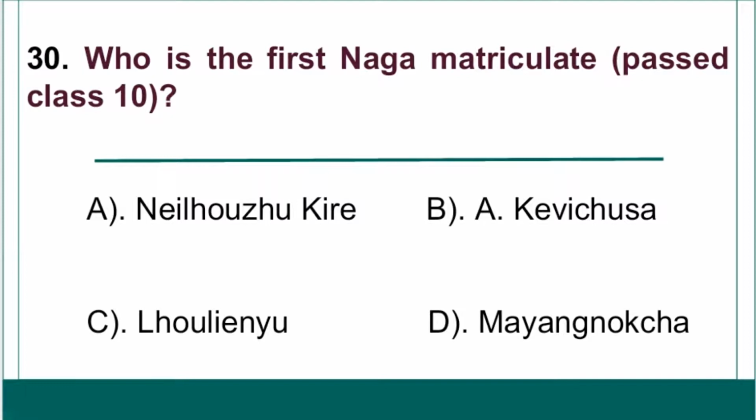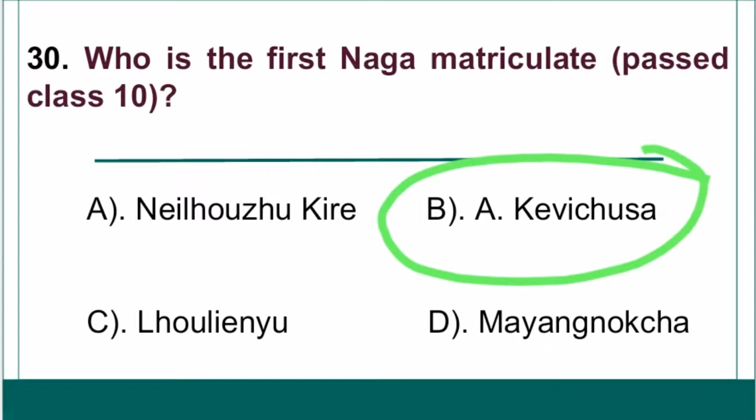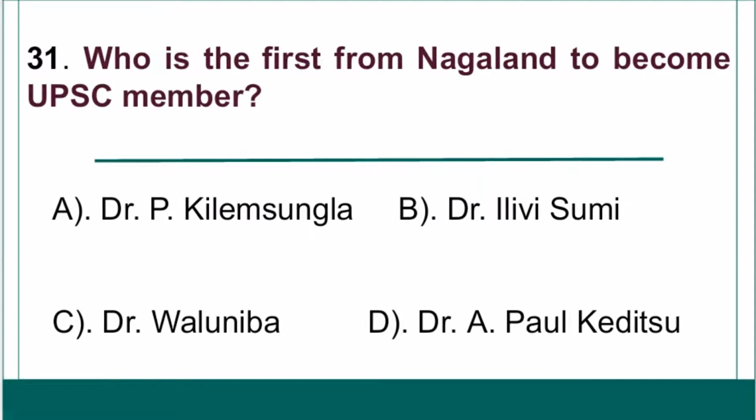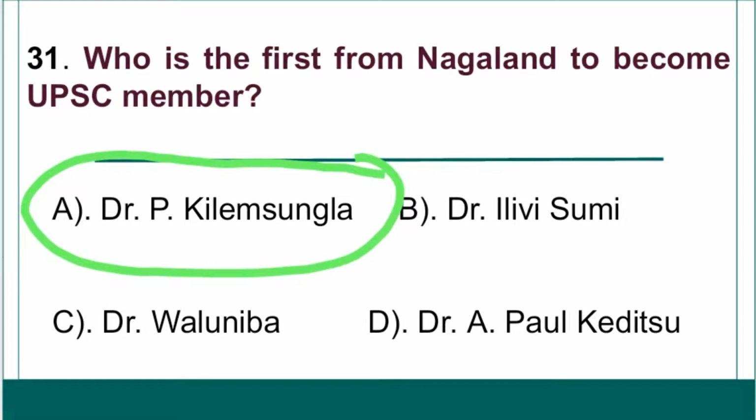And question number 30, who is the first Naga matriculate pass, class 10? And the correct answer is option number B, Gavi Chasu. And question number 31, who is the first from Nagaland to become UPSC member? And the correct answer is option number A, that is Dr. P. Kilim Songla.